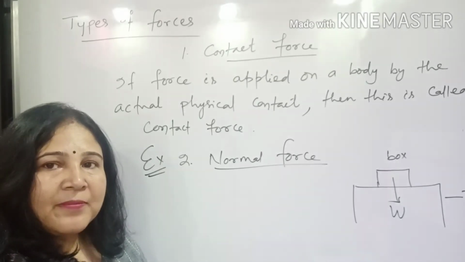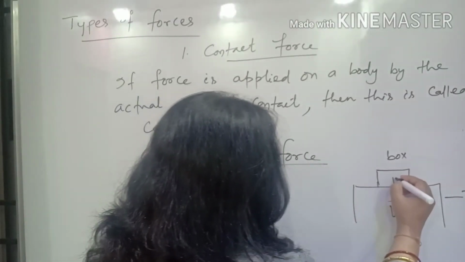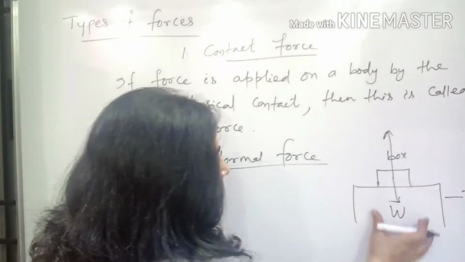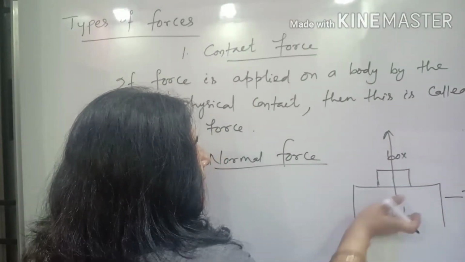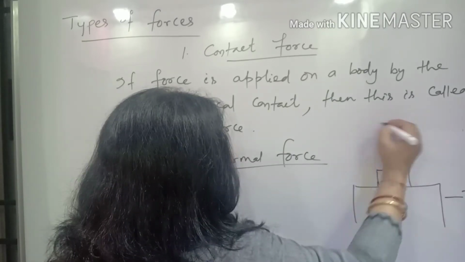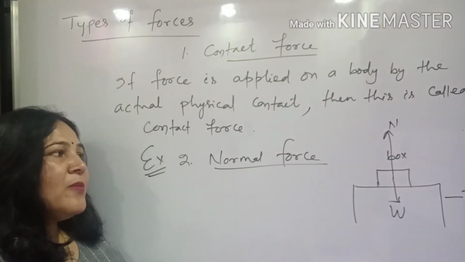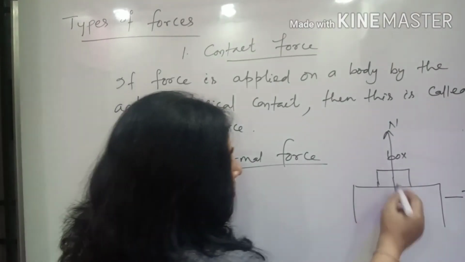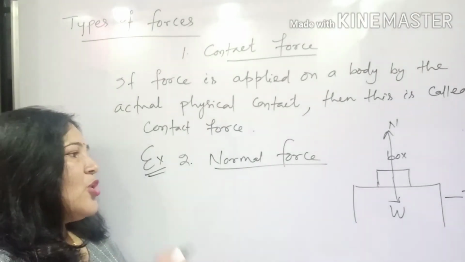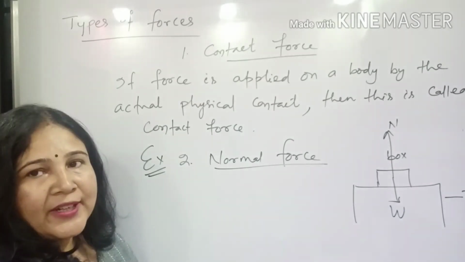Why does this happen? Because the weight acting in the downward direction is counterbalanced by another force. Who is applying this force? The table is giving a force to the box, and this perpendicular force given by the table to the box is called the normal force. This is the normal reaction force. This normal force acts when the two bodies are in contact, so it is also an example of contact force.